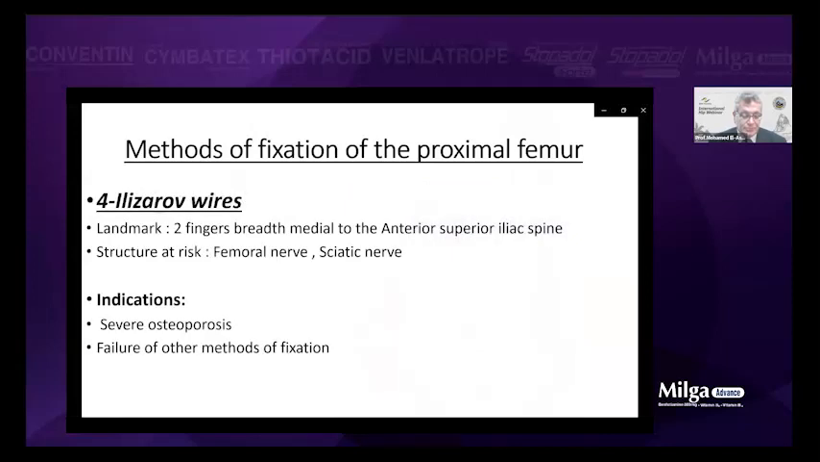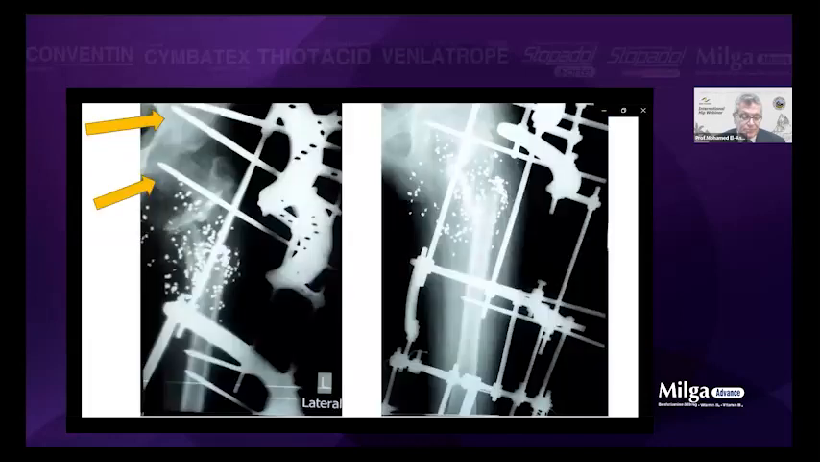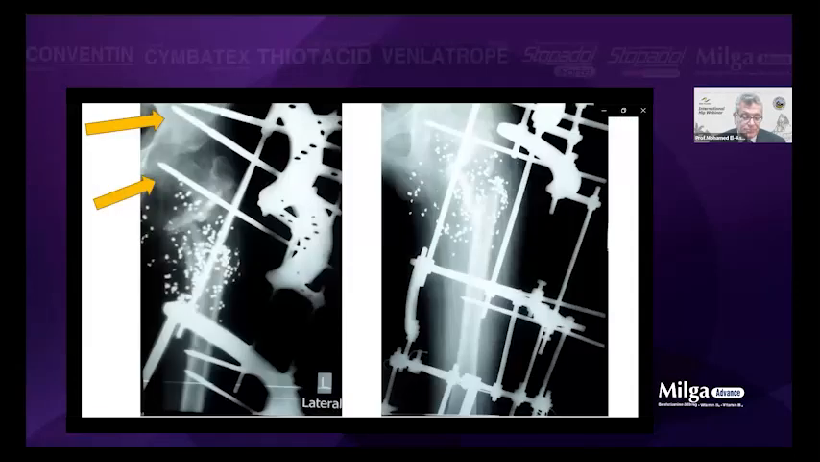And also you can have Elizarov wires from the front to posterior in severe osteoporosis. You can palpate the anterior superior iliac spine, and remember that the vessels lie 2 centimeters medial to the anterior superior iliac spine. So you go lateral and put your wires from anterior to posterior, and take care of the sciatic nerve. Also in severe osteoporosis, with a bridging fixator, you can do a crossover. Like this patient, we have only 1 half pin in the direction of the neck, but this is not enough. So we did supra-acetabular fixation, and we are going to discuss the supra-acetabular fixation.